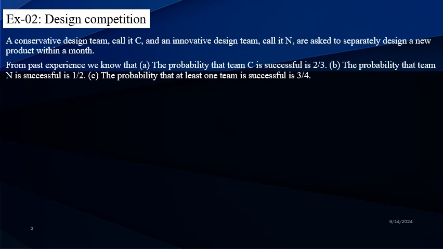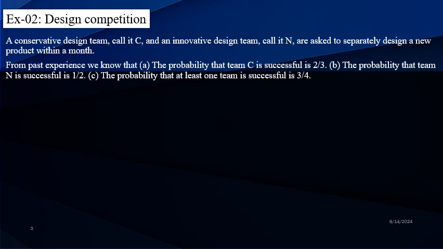It is a design competition problem. It is taken from the MIT book, Introduction to Probability by Dimitri Bertsekas and John Tsitsiklis. The question is like this. A conservative design team is there, which we call C, and another team that we call the innovative design team, denoted by N. So there are 2 teams, and both teams have been asked to separately design a new product within a month.